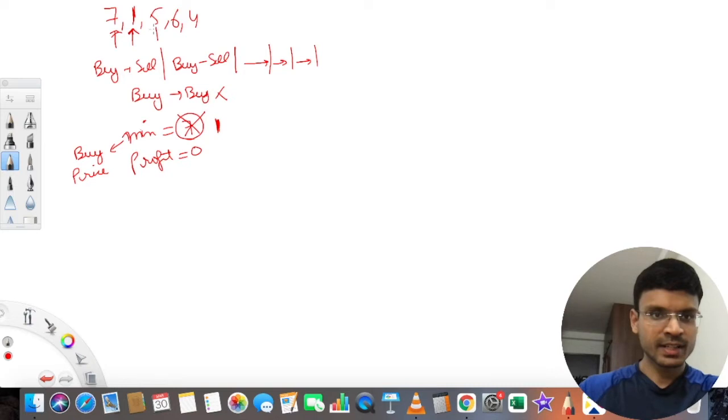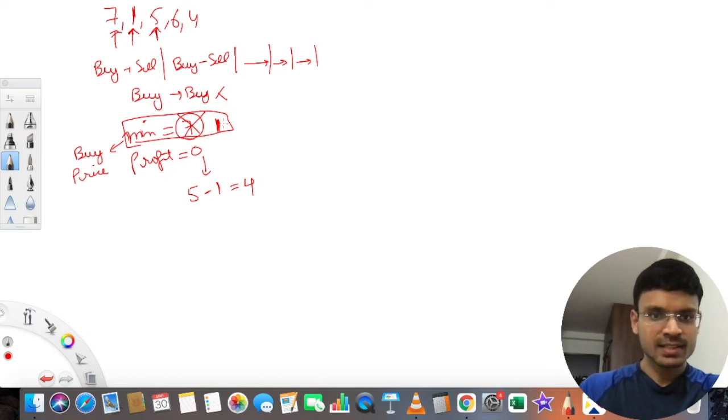Now we go to this index, which has a value of 5. It is greater than the min value, which means that we can sell the stock at a price of 5. In this case we would have earned some profit. The profit would be the current value of the stock, which is 5, minus the min value, which is 1. So the profit would be 4.